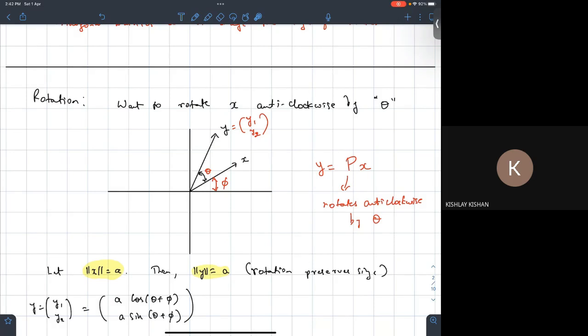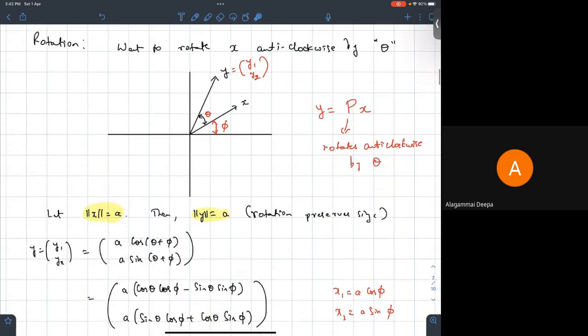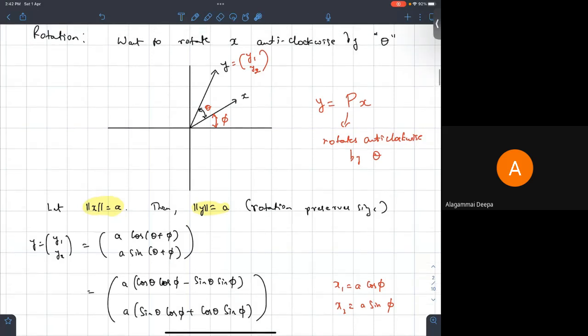Now, does everyone remember the cos of a plus b formula? This is cos of something plus something, and that turns out to be this. Until here, I hope there are no doubts. Any doubts about this side box?